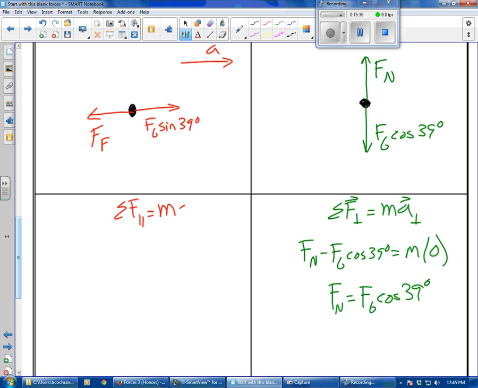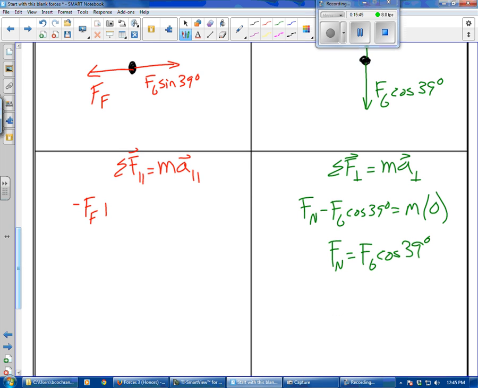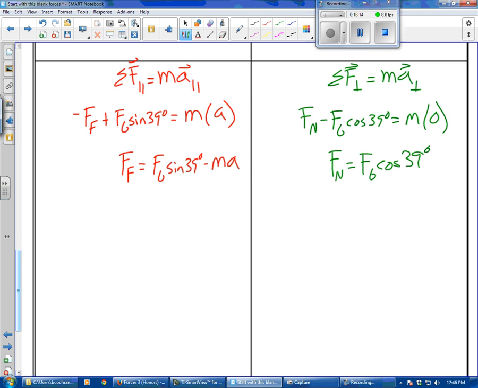Parallel equals m a parallel. And I've got negative frictional force plus FG sine 39 degrees equals m times positive a. So I'm going to rearrange this and have frictional force equals F sub G sine 39 degrees minus ma, just rearranging that because I know I'm going to need that frictional force by itself.